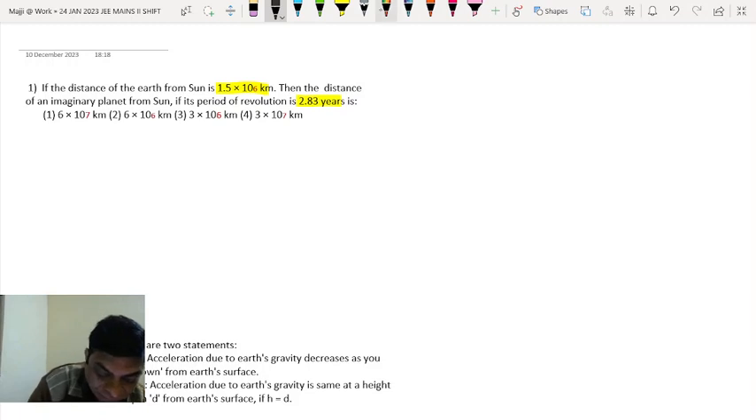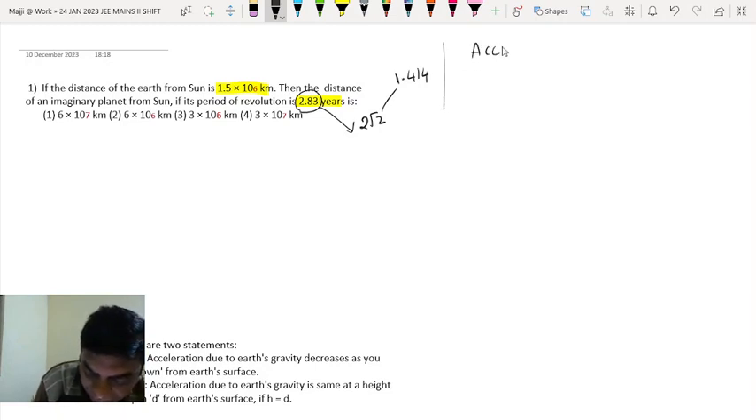Second thing, a small observation can drastically simplify the solving of the question. This is actually 2 root 2, you can see, because root 2 is after all 1.414. So when you multiply 2 with this, you get this. Simple observation. Right.